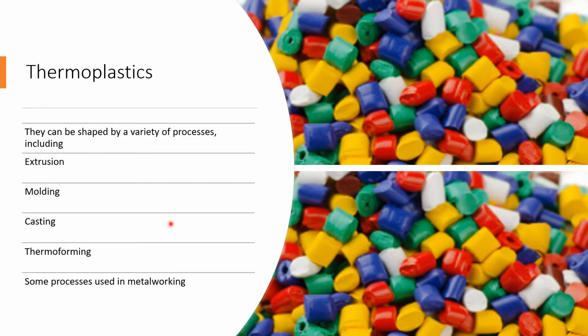So they can be shaped by a variety of processes, including your extrusion, your molding, casting, and then your thermal forming. Okay, that's just using temperature, meaning different temperatures for forming, so we call it thermal forming. And some processes use your metalworking. So these are everything that can be shaped by a variety of processes. We can shape the thermoplastics. You can use all of these techniques.